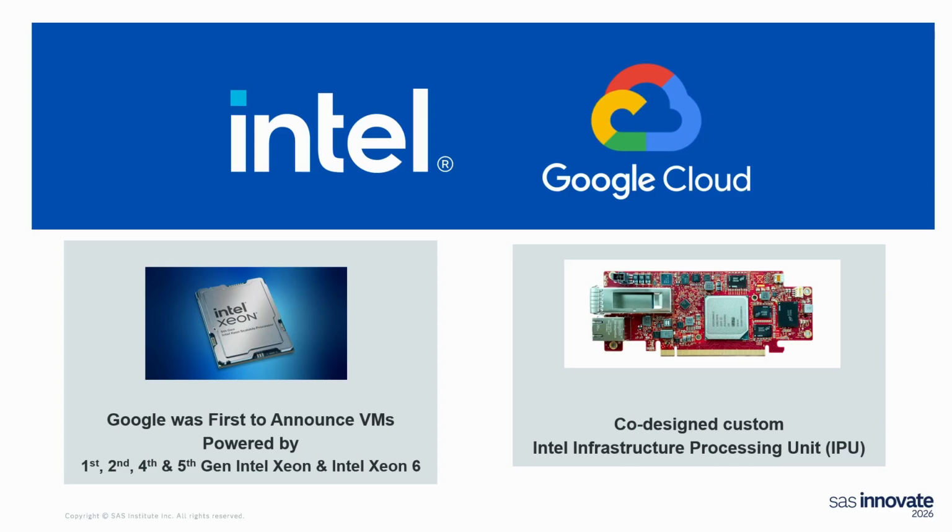And Google also uses our infrastructure processing unit, IPU. They make good use of the IPU to make a big difference in the way these instances are configured, with some of the offload of run-of-the-mill server processes to the IPU in such a way that the vCPUs that you're using in the cloud are most effective for your workloads.